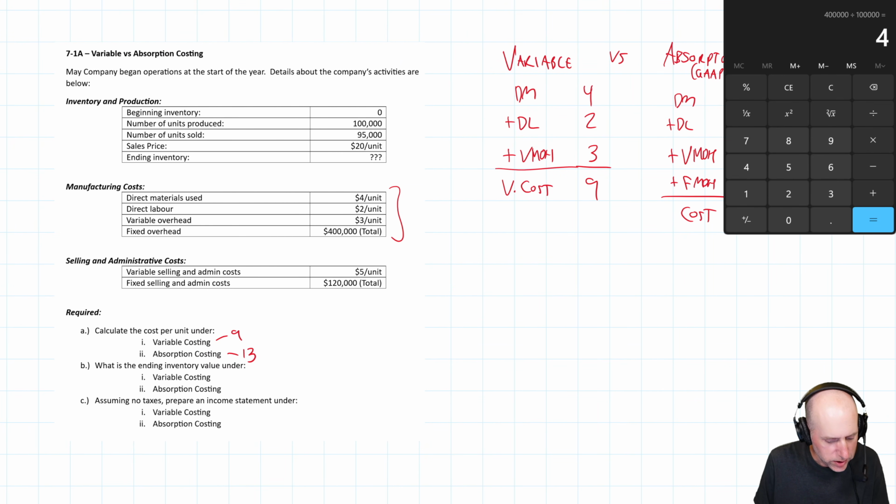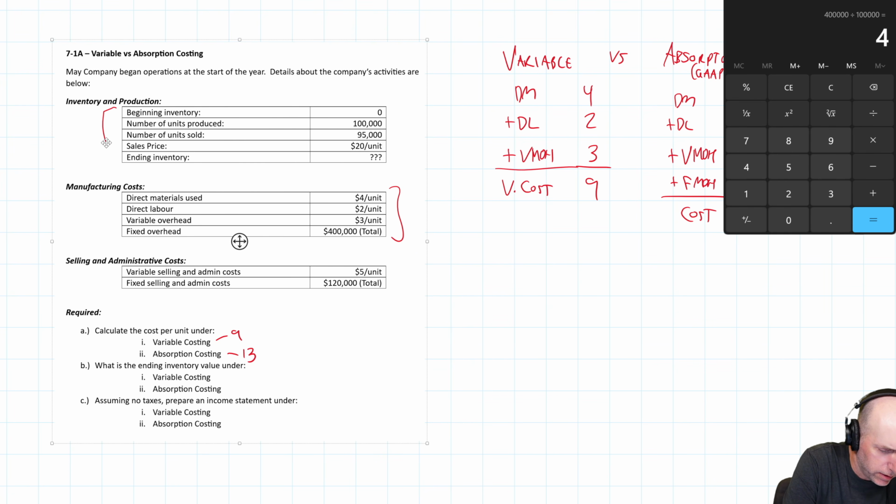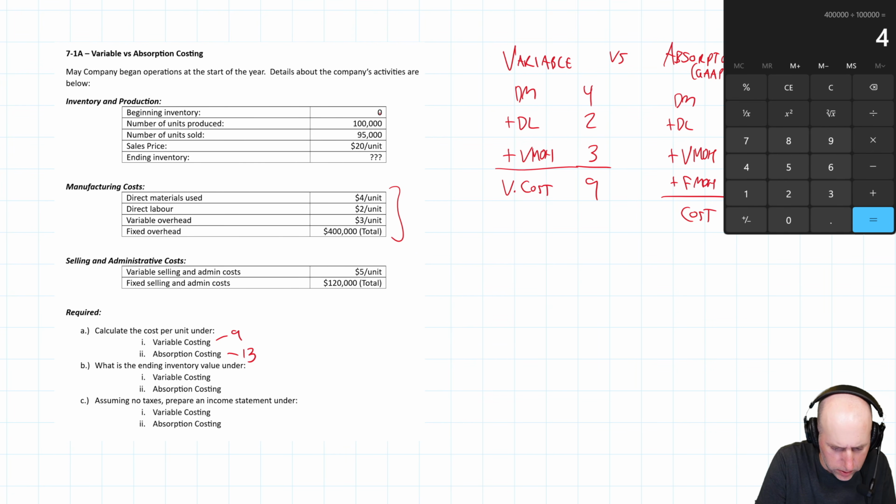Part B says, what's the ending inventory value under variable versus absorption costing? Well, it talks about inventory up here, and it says, beginning inventory was 0, 100,000 produced, 95,000 units sold, sales price was $20 a unit, ending inventory is question mark. We can quickly figure out that question mark because we started with 0 inventory. We made 100,000. We sold 95. What do I have left? Hopefully you're all shouting at your screens. 5,000 units is what's left over.